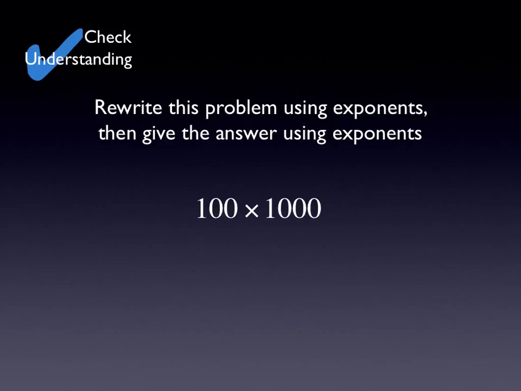Alright, so to work this problem, we've got 10 times 10 is going to equal 100. 10 times 10 times 10 is going to equal 1,000. We've got 1, 2, 3, 4, 5 multiples of 10. So I'm going to write that 10 to the 5th power.